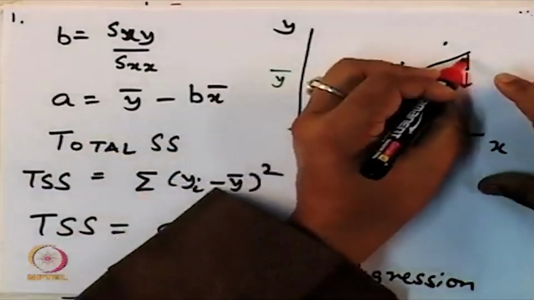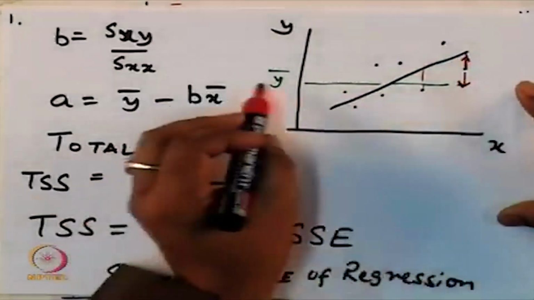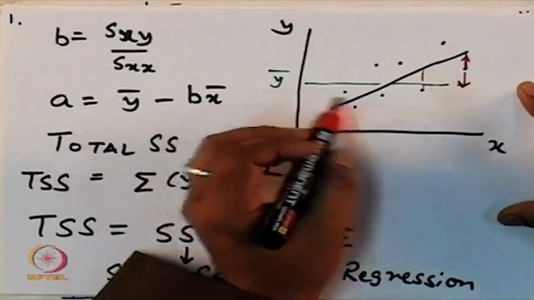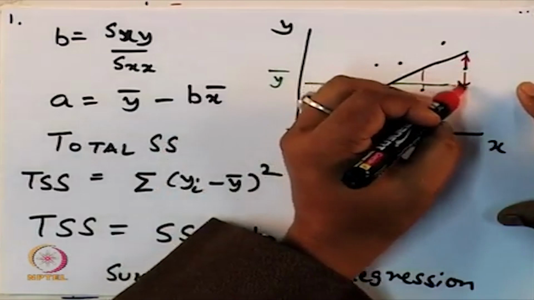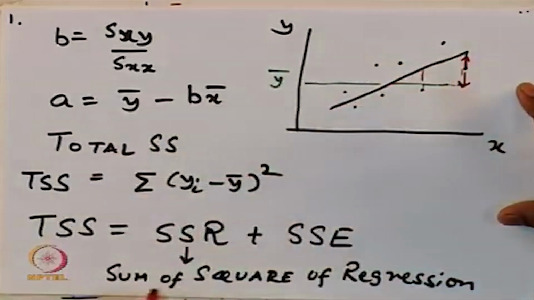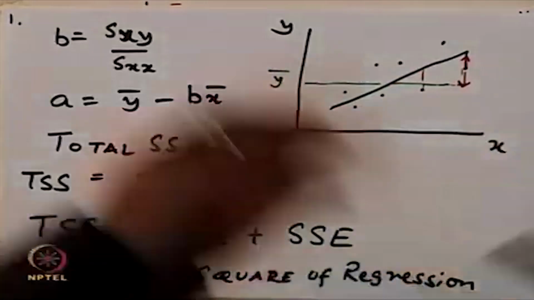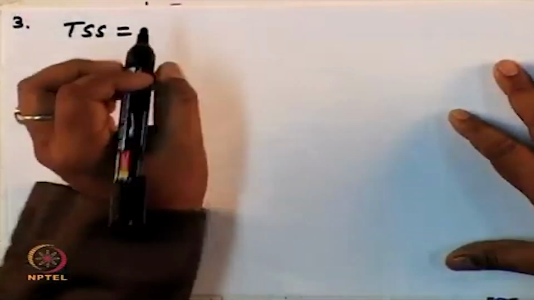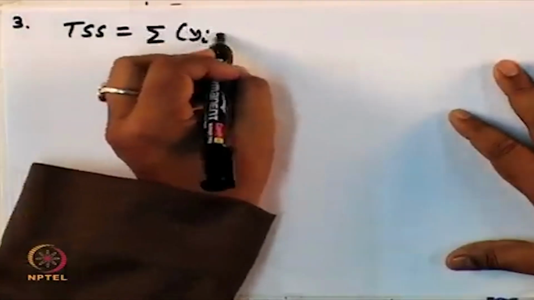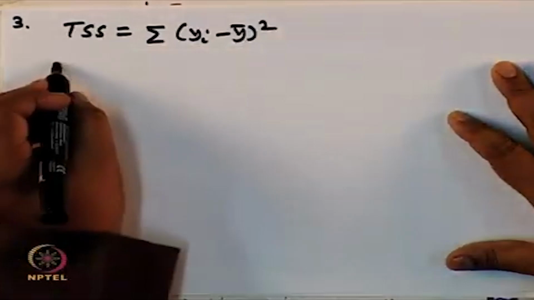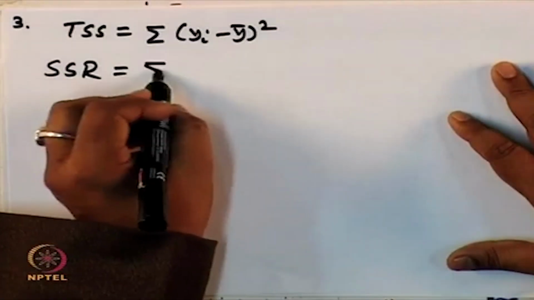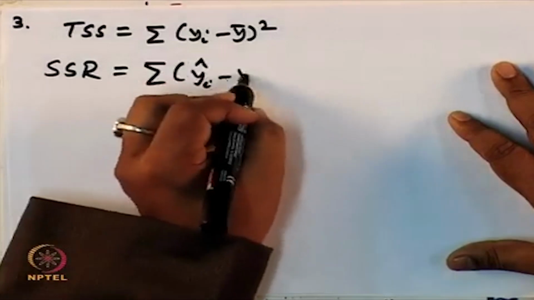Okay. If the linear relationship did not exist, imagine all your data points were along the horizontal line, then from this base, how much is the deviation of this line, is your sum of squares of regression. Okay. So, how will I write down the expression for sum of squares of regression? Once again, first let me write out TSS. Okay. TSS is summation of yi minus y bar whole square. Okay. SSR is summation of yi hat minus y bar whole square.